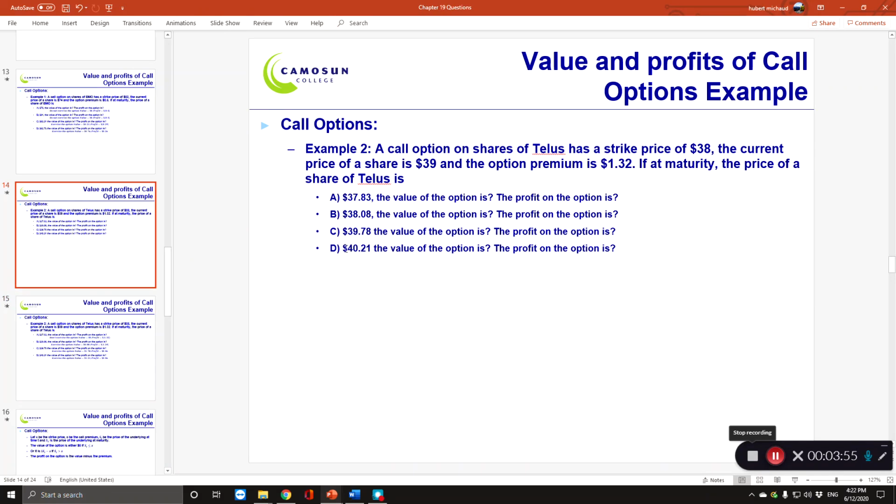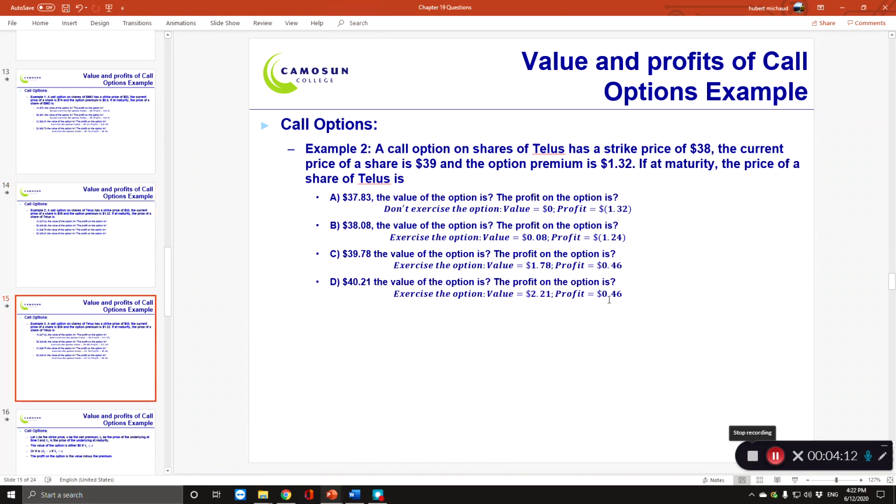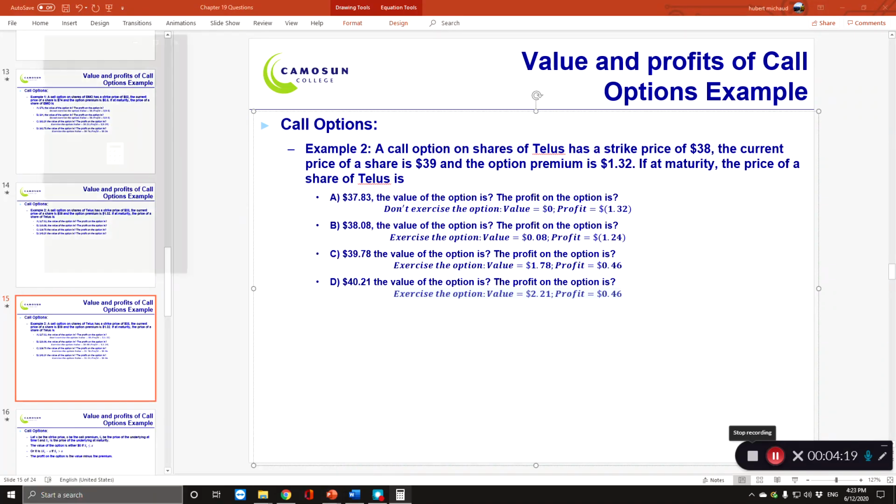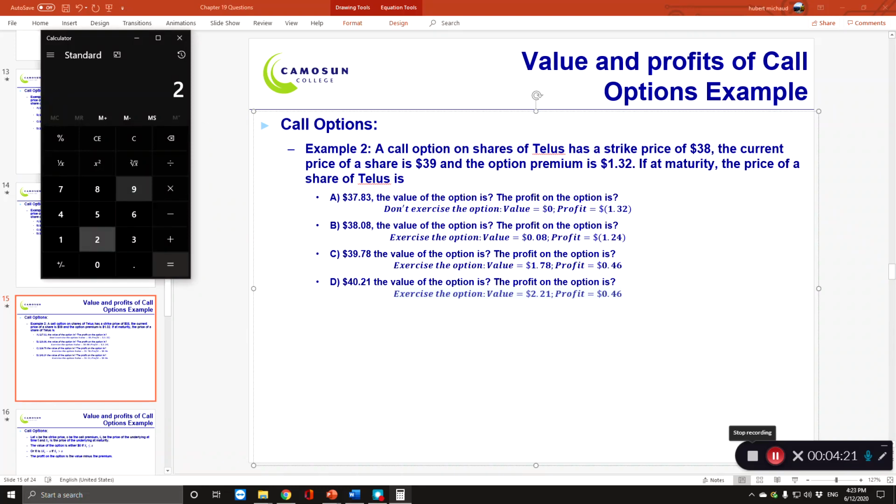Okay, the next example, the underlying is worth 40.21. 40.21 minus 38 gives me the value. That should be 2.21, I believe. The value of the option is 2.21 minus the price I paid for the option, 1.32. Let's do it. 2.21 minus 1.32, 89 cents.